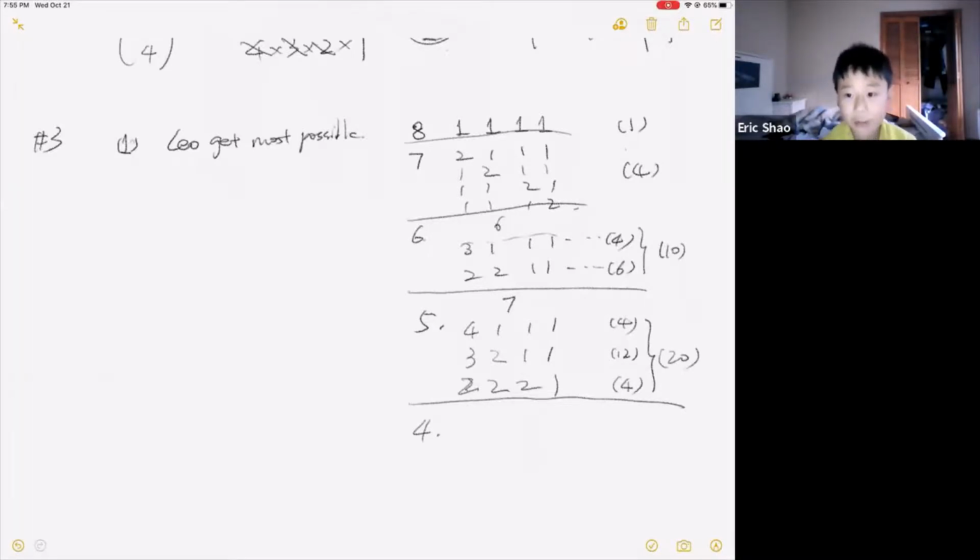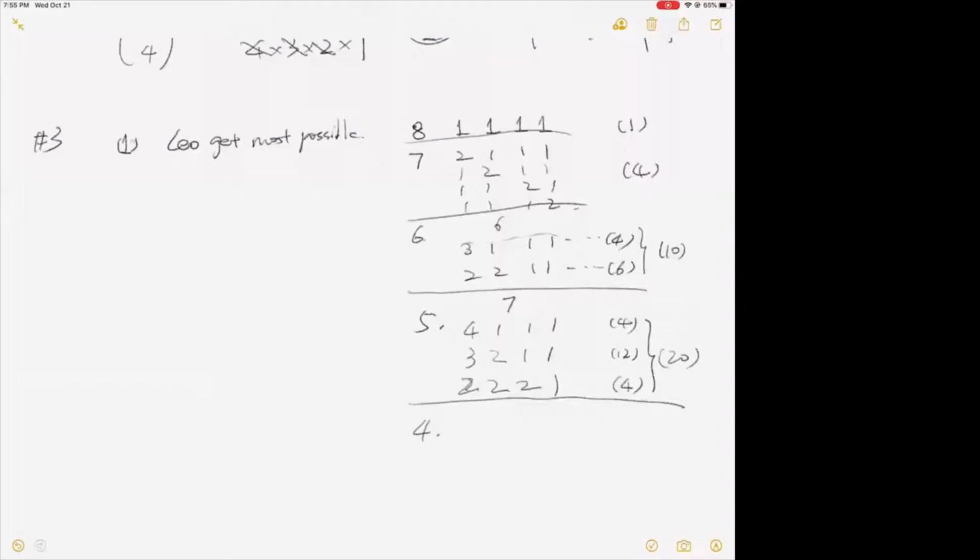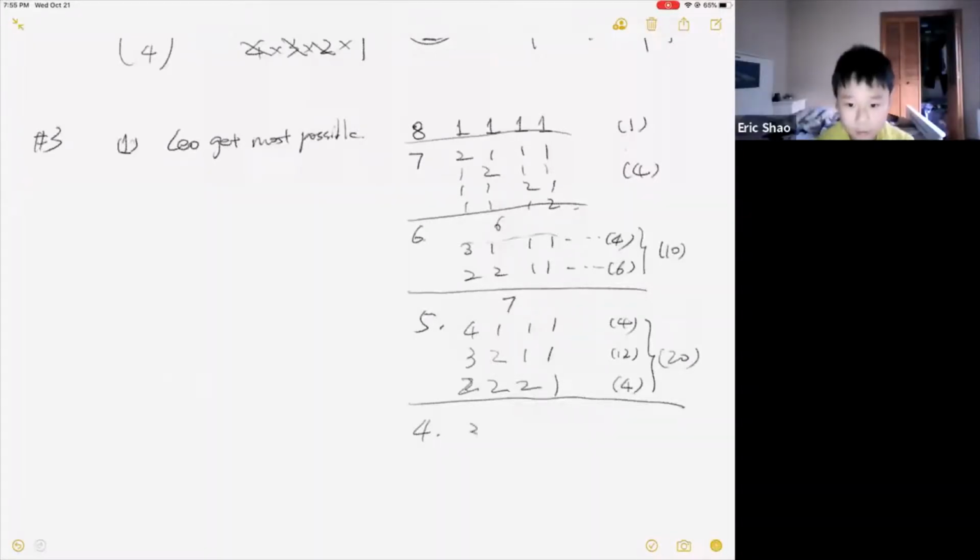Now if Leo has 4 mooncakes, then there's 8 left, but nobody can get 4 because Leo has to have the most. Okay. So we can do 3, 2, 2, 1. There's 12 ways to do it that way.